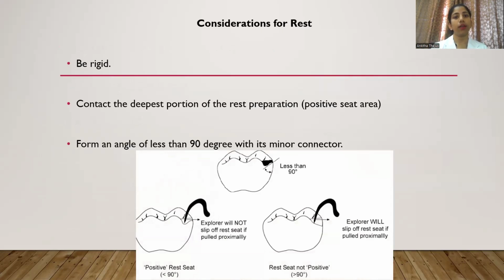Next, we have considerations for the rest. A rest is a rigid extension, as the definition suggests. So the rest should be rigid. It contacts the deepest portion of the rest preparation. A positive seat area should be there. It forms an angle of less than 90 degrees with its minor connector.